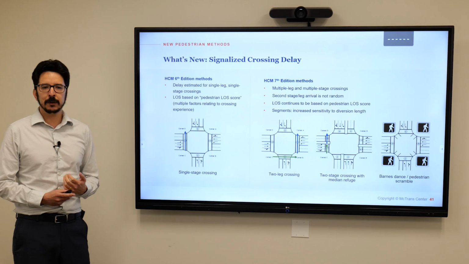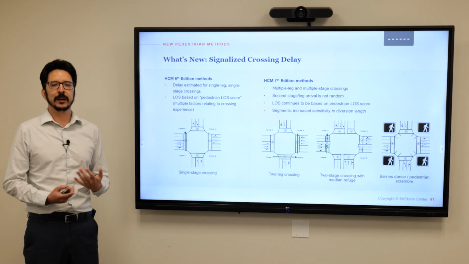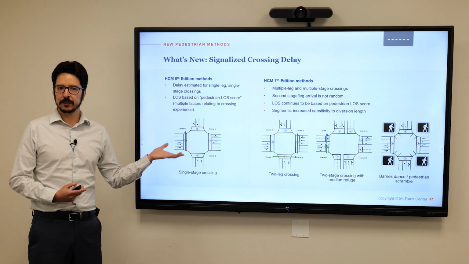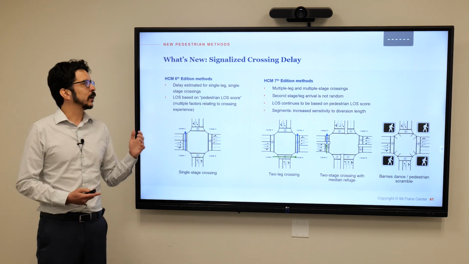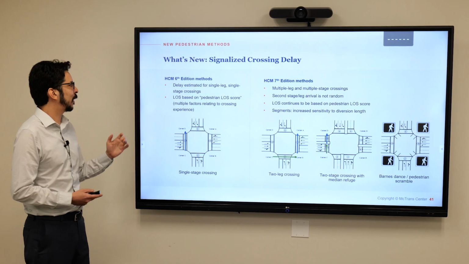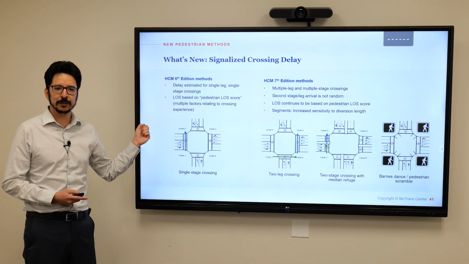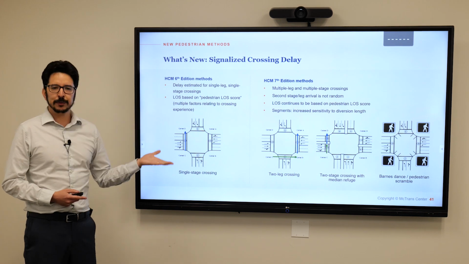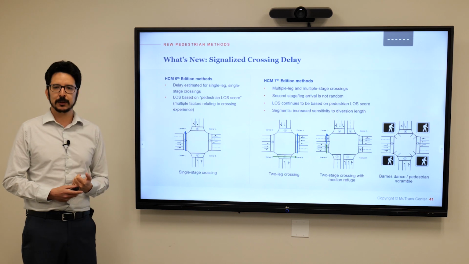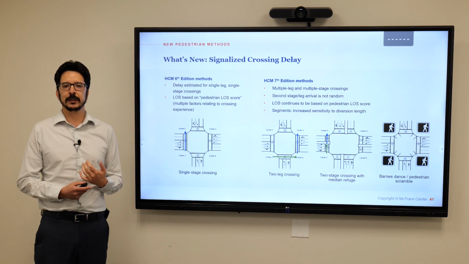What we also have new in signalized intersections, there are different changes in the methodology. So again, we can compare the 6th edition and the 7th edition. In the 6th edition, for example, we could only calculate delay for a single leg or a single stage crossing. And level of service was based on pedestrian level of service score. We still have the same service measure, so this did not change in the 7th edition.